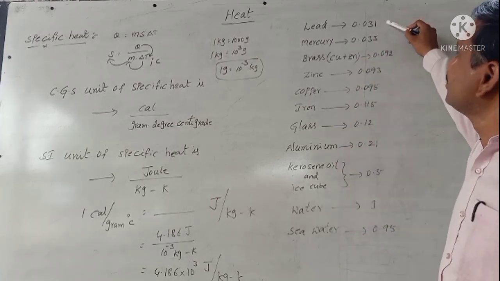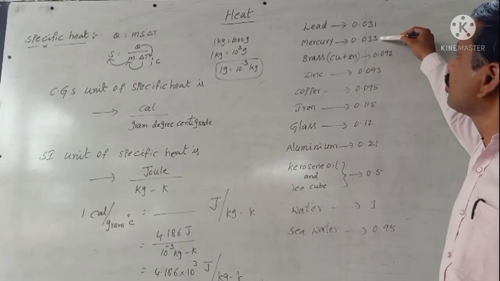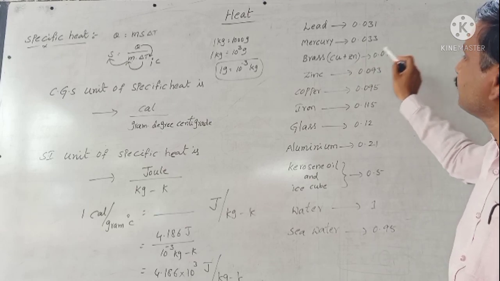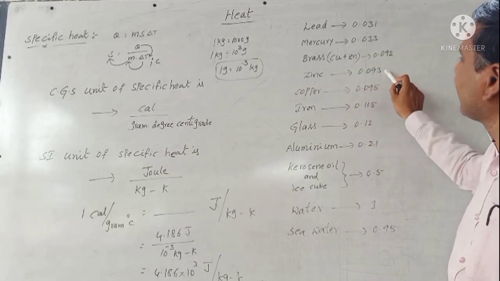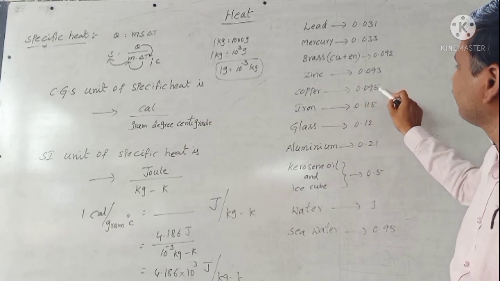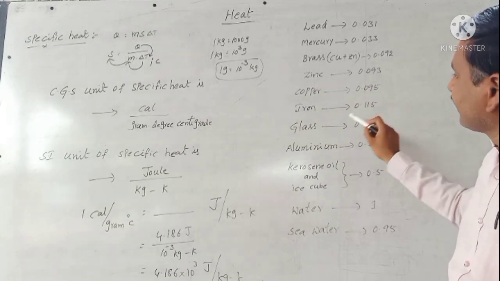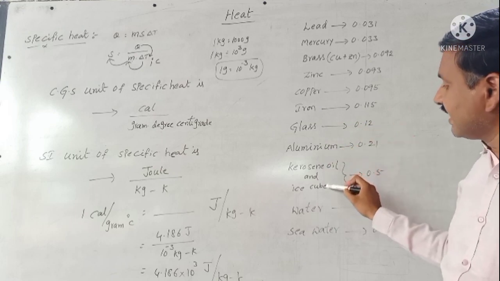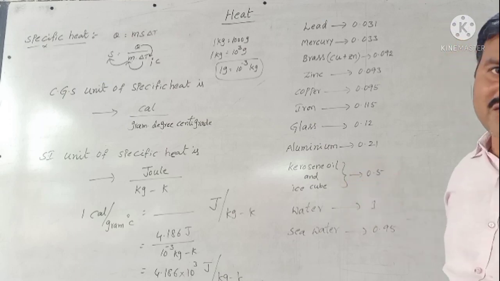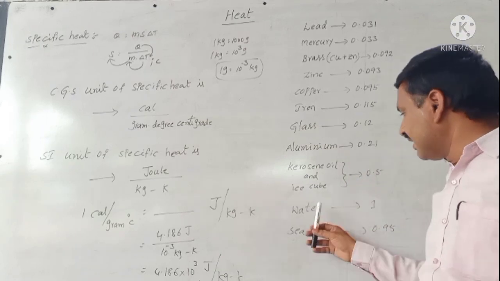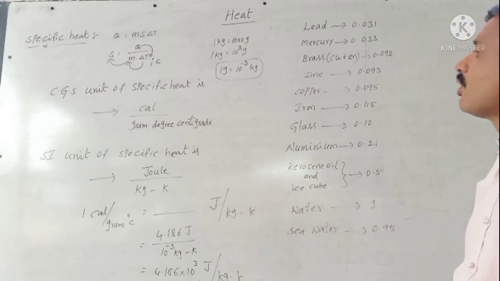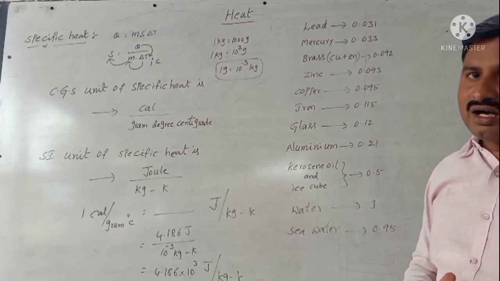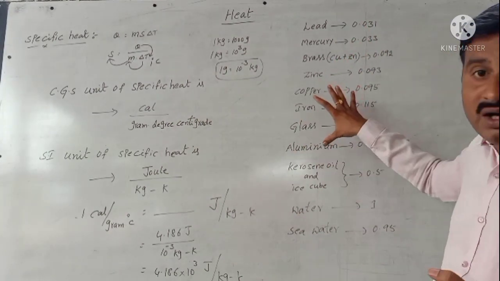Again, specific heat: lead is 0.031, mercury is 0.033, brass is 0.092, zinc is 0.093, copper is 0.095, iron 0.115, glass 0.12, aluminium 0.21. Kerosene and ice cube both have the same specific heat value, 0.5. Water is 1, seawater 0.95. This table is very important; previous examinations have asked questions from this table.